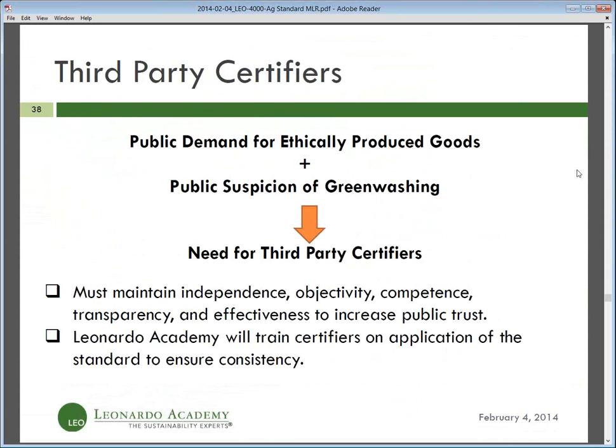There will be third-party certifiers. Third-party certifiers are important to make sure that the public can trust the results of the sustainability claims made based on the standard. Third-party certifiers maintain independence, objectivity, competence, transparency, and effectiveness to increase public trust. Leonardo Academy will train certifiers on the application of the standard to ensure consistency.